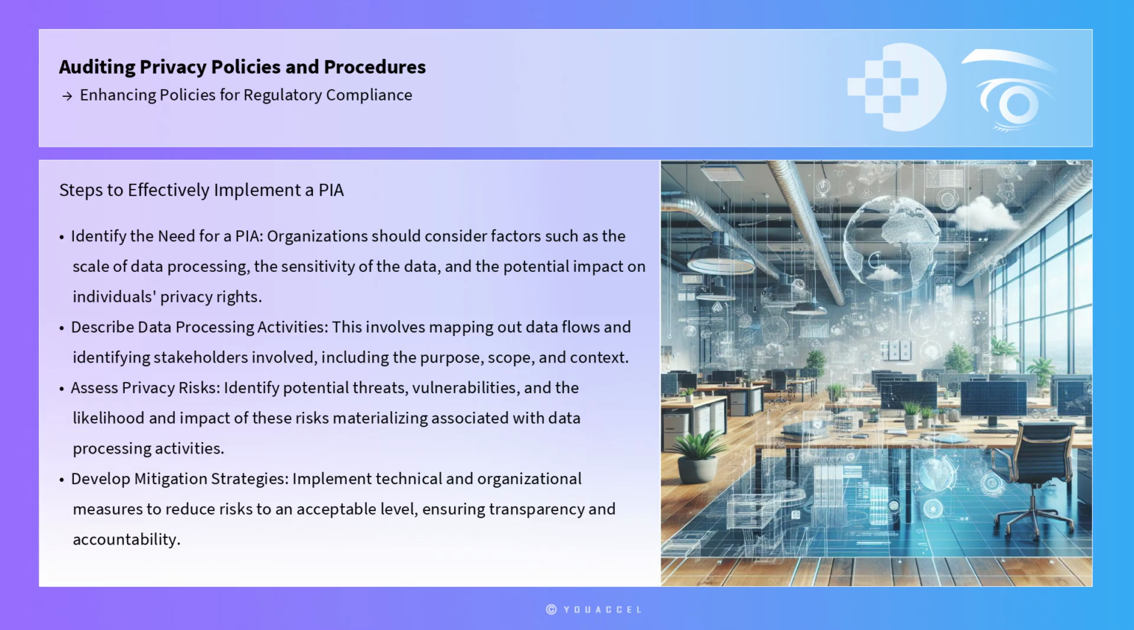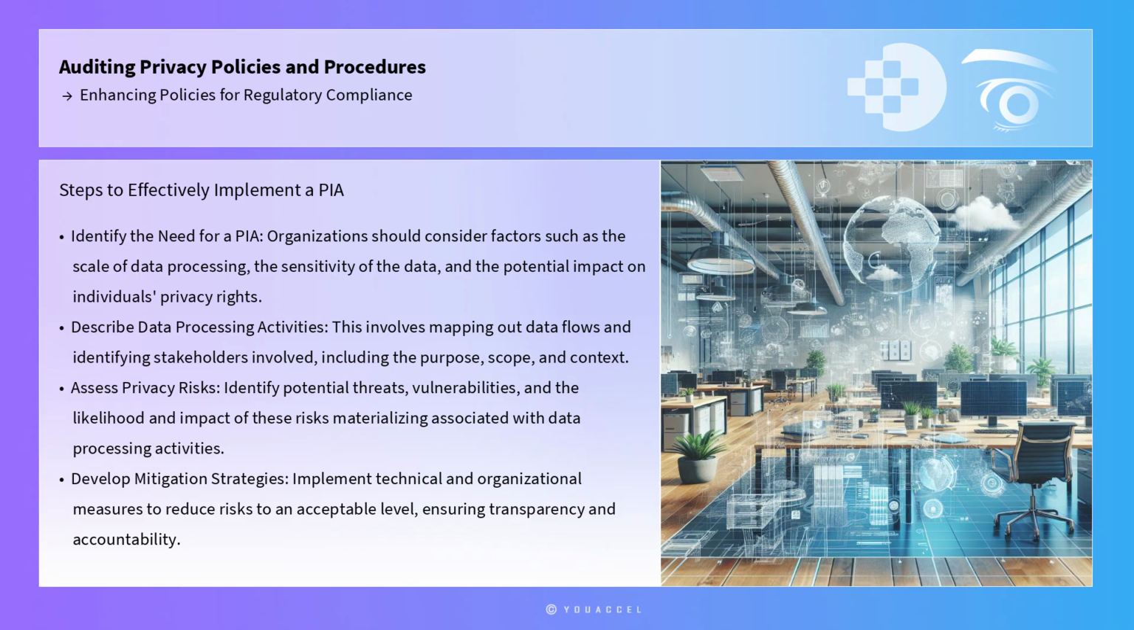To effectively implement a PIA, organizations should follow a step-by-step approach. First, they must identify the need for a PIA by considering factors such as the scale of data processing, the sensitivity of the data, and the potential impact on individuals' privacy rights. Next, they should describe the data processing activities, including their purpose, scope, and context. This involves mapping out data flows and identifying stakeholders involved in the processing activities.